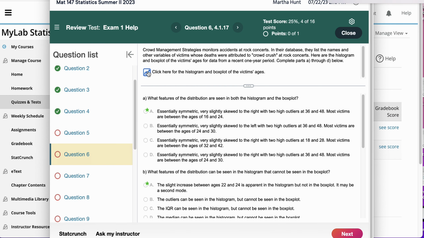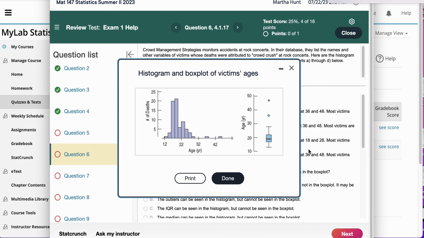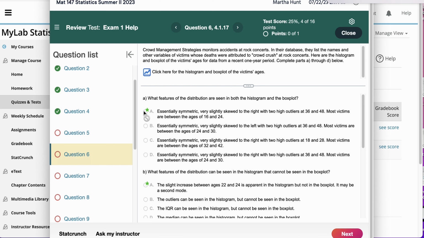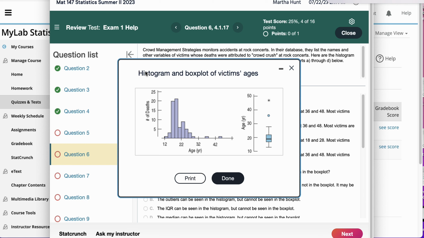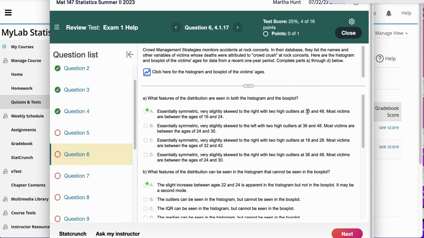Histogram and box plot. Okay, so we're talking about it being skewed to the right and having two outliers. Skewed to the right and a couple of outliers, and we can look at the box plot again. Where are the outliers? They're between 30 and 40 and between 40 and 50. Yeah, that's the right answer.